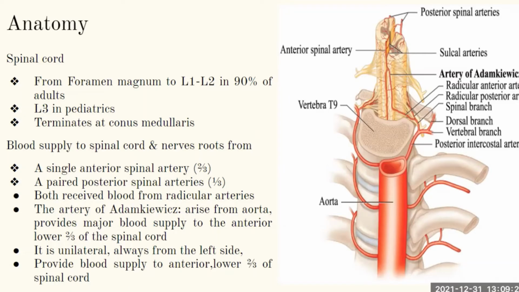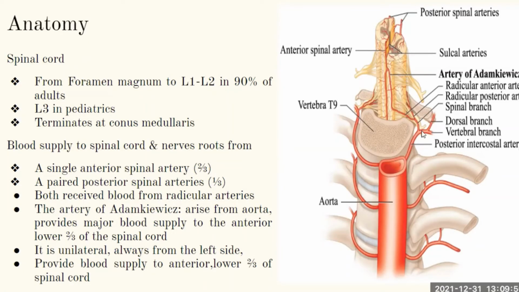We have the single anterior spinal artery, which supplies about 2/3 of the blood supply to the spinal cord, as you can see on the picture. And we have a pair of posterior spinal arteries as well, which account for 1/3 of the blood supply. The major artery is the artery of Adamkiewicz, which arises from the aorta and provides the major blood supply to the anterior lower third of the spinal cord, usually mainly on the left side, more like unilateral.